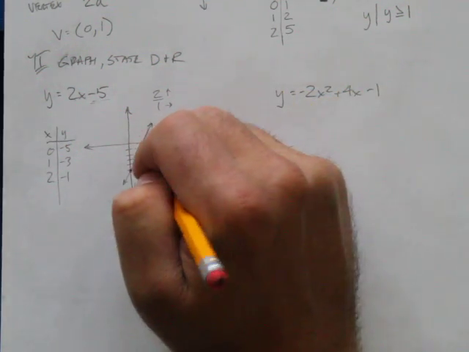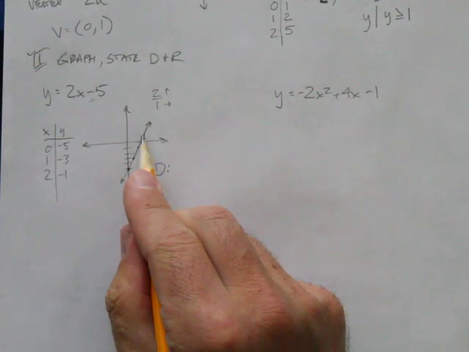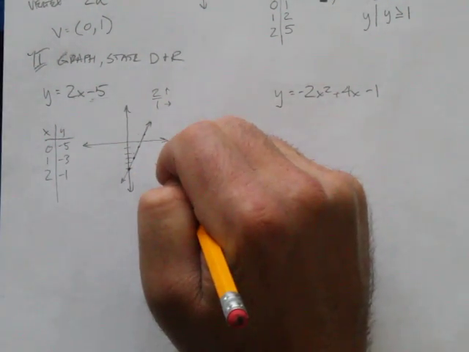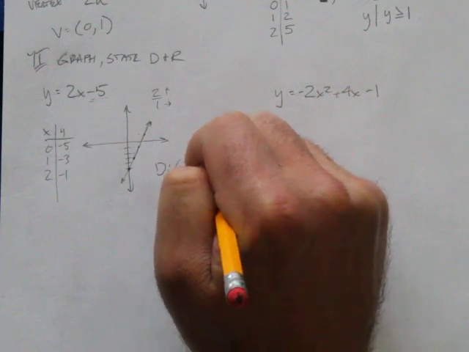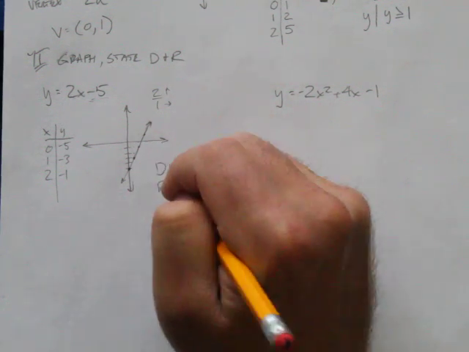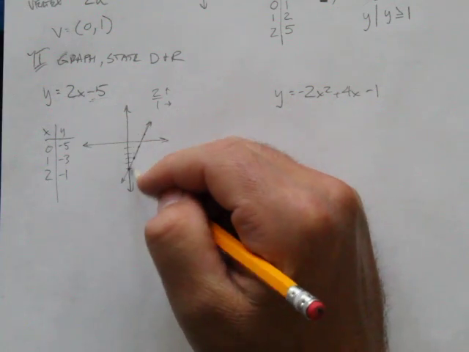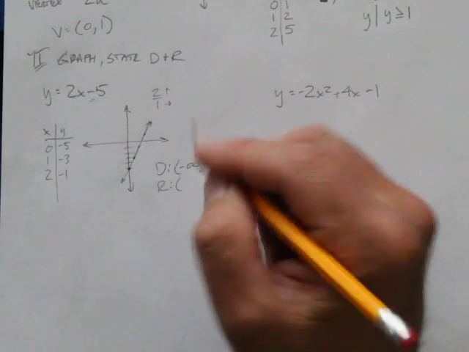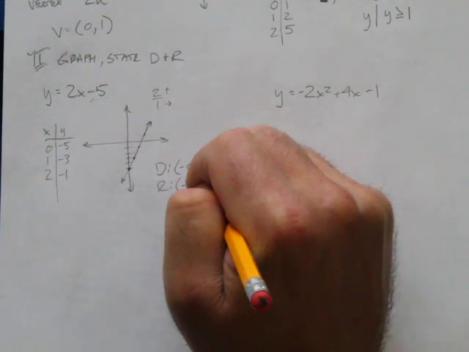Now my domain, my graph goes forever to the right and forever to the left. So my domain is negative infinity to positive infinity. My range, this graph goes forever negative and forever positive, forever down, forever up. So negative infinity to positive infinity.